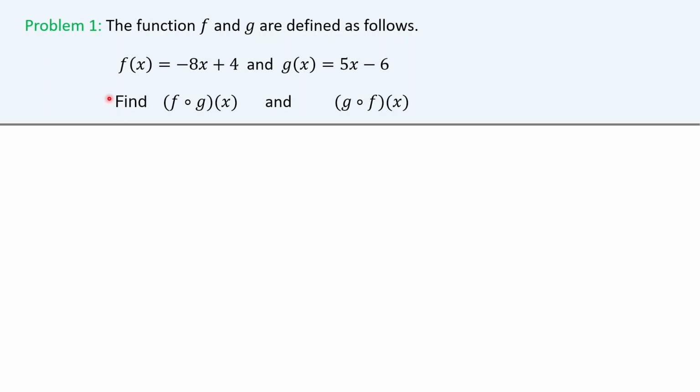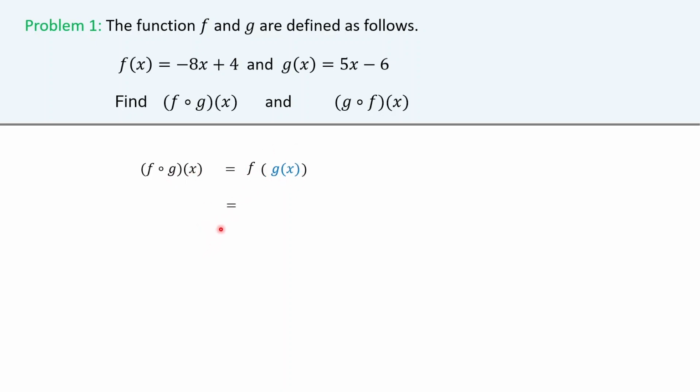In this problem, we have two functions f and g. F of x is equal to negative 8x plus 4 and g of x is equal to 5x minus 6. We need to find f of g of x. This is a composite function and g of f of x. This is another composite function. Let us find this. This is equal to the first function is f and the second function is g. Write the first function and put inside the second function. We need to find this.